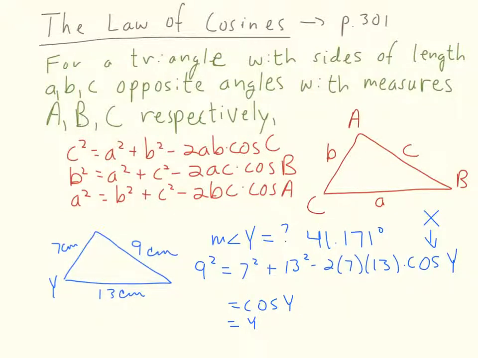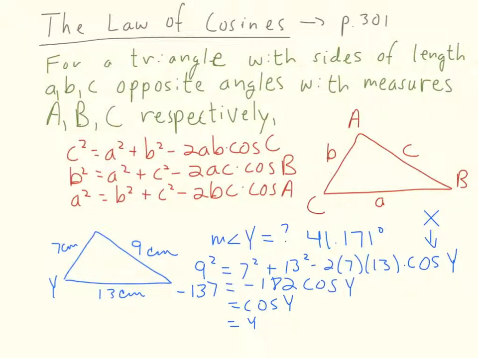that is going to give me negative 137. I'm kind of running out of room, so that's why I'm describing things and not writing everything out. And then I also have the negative 2 times the 7 times the 13 times the cosine of y. So if we multiply those together, we will have negative 182 times the cosine of y.